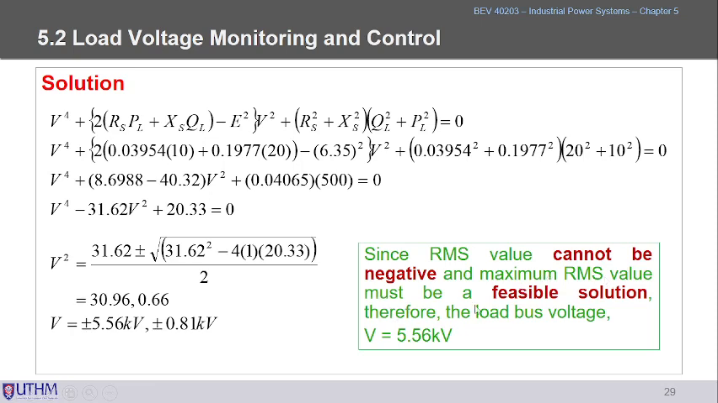And the maximum RMS value must be a feasible solution. Like just now we have 6.35 kV for E, so we can expect the voltage V must be a little bit lower than 6.35. So of course we can choose 5.56 as our solution. It's more feasible than 0.81, which is too much voltage drop.